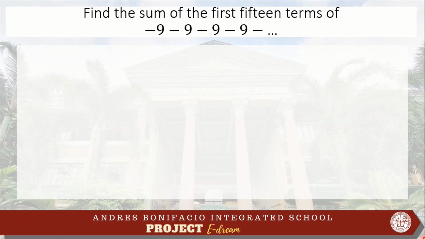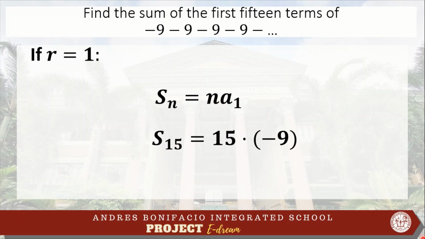Find the sum of the first 15 terms of negative 9 minus 9 minus 9 minus 9, and so on. Since all of the terms are the same, we say that the common ratio is equal to 1. And if the common ratio is equal to 1, we use this formula: S sub n is equal to n times a sub 1. We substitute the values of n and a sub 1.